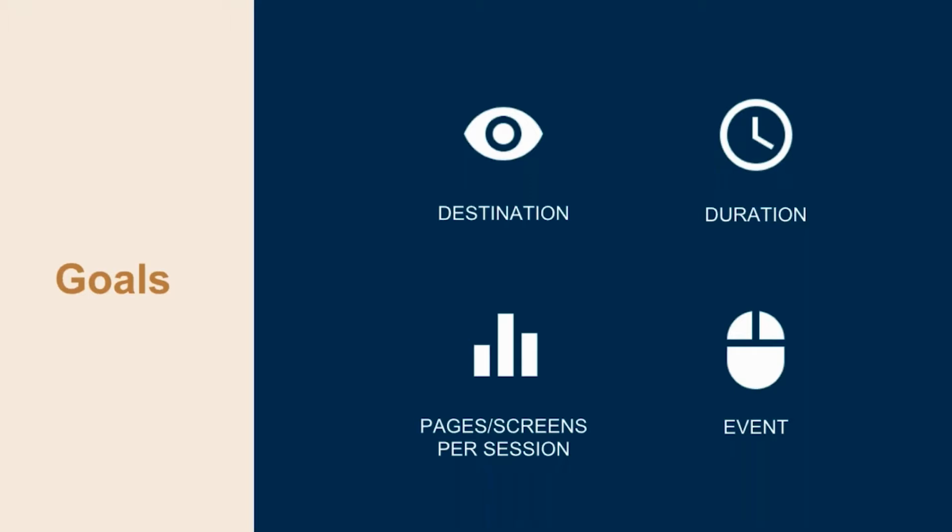That's a destination goal. Duration goals are exactly what they sound like, amount of time on site or views over a certain number of pages. And then goals can actually be set up based on events as well. Allison's going to talk a little further about that a little later, because that can get a bit confusing as we're starting to interchange terms, but goals can actually be set up based on events.